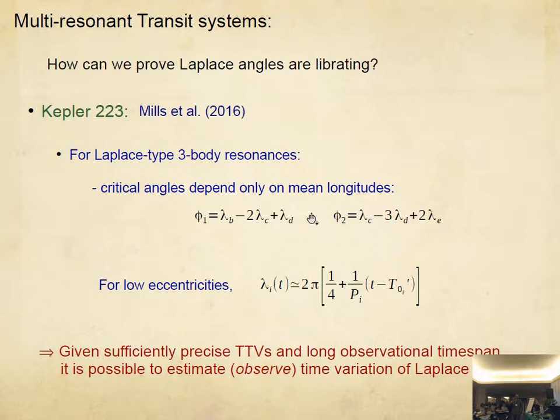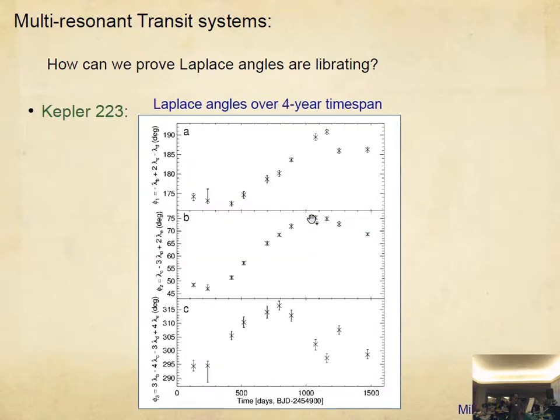Okay? So this is possible if you have, on one hand, very precise TTVs, and on the other hand, a long observational time span. And this is what these guys did. This is a 4-year time span of observations. This is the Laplace angle of the inner three-planet resonance, outer, and of the four-planet resonance. And you can see a libration, apparently, around values which seem to be asymmetric. Okay? So it's not a complete period, it's only 4 years, but there is a very strong indication that these angles are in fact librating.